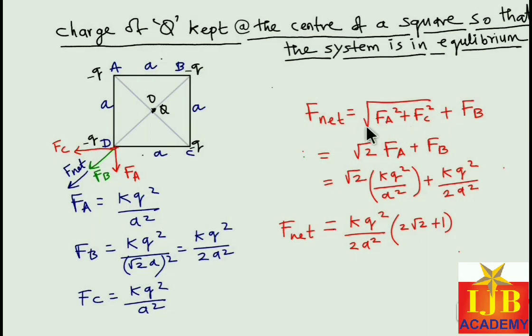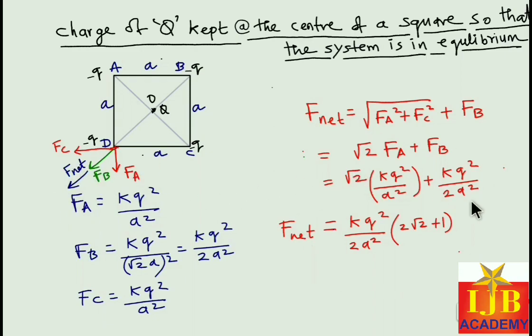I have written here the formula for net force. Net force is equal to the square root of FA squared plus FC squared, because they are perpendicular to each other, plus FB, since this resultant and FB are acting in the same direction, so it is a simple addition. If you want more clarity, you can go back and watch my previous video where I gave a complete explanation of this part. So this will be root 2 FA plus FB, and substituting the values of FA and FB, the net force we got is KQ squared by 2A squared into (2 root 2 plus 1), and this is the direction of the net force.